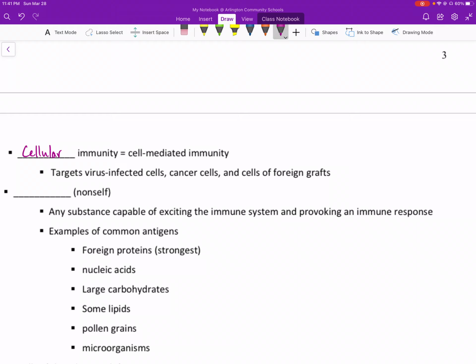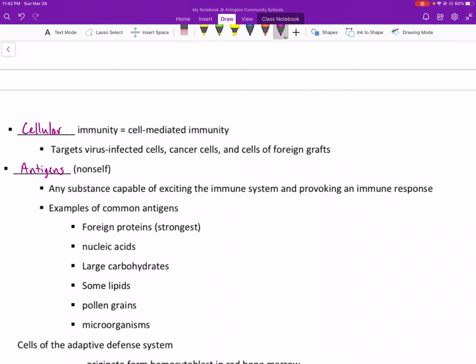And then we have antigens, or non-self, which are any substance capable of exciting the immune system and provoking an immune response. And these are nucleic acids, large carbs, some lipids, pollen grains, microorganisms, and foreign proteins, which are the strongest.